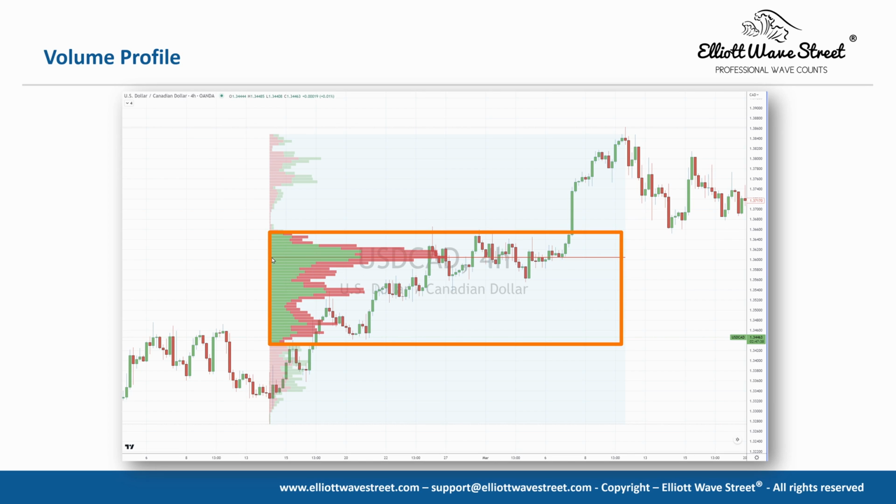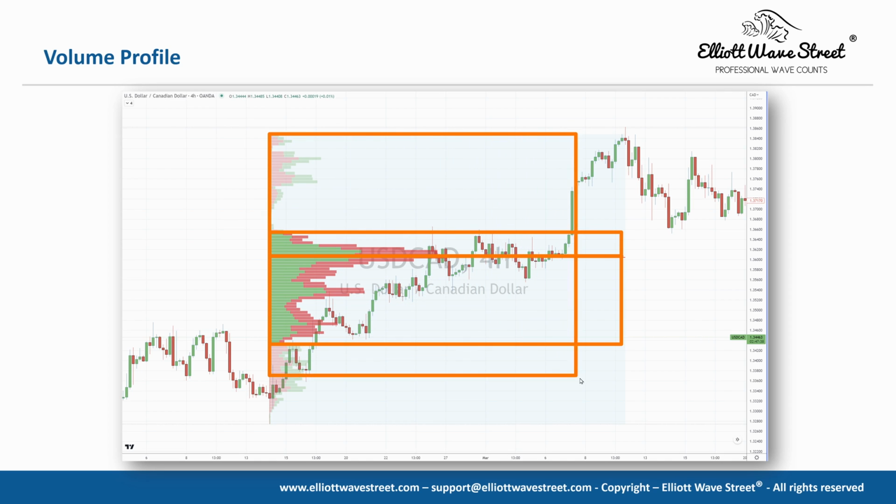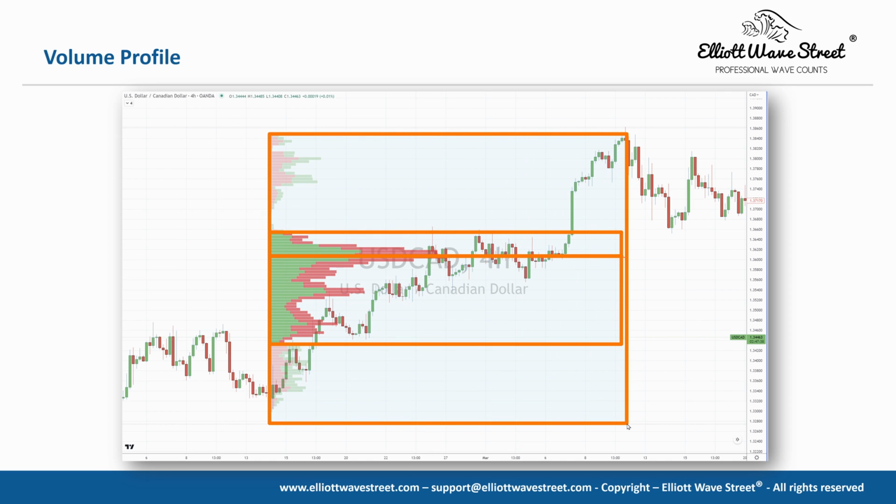And that's the 70%. Again, the point of control is the level where the price spent more time, and the whole area that we're studying starts, like a Fibonacci tool, from here to here. Of course, I'm going to show you how to pick those levels.